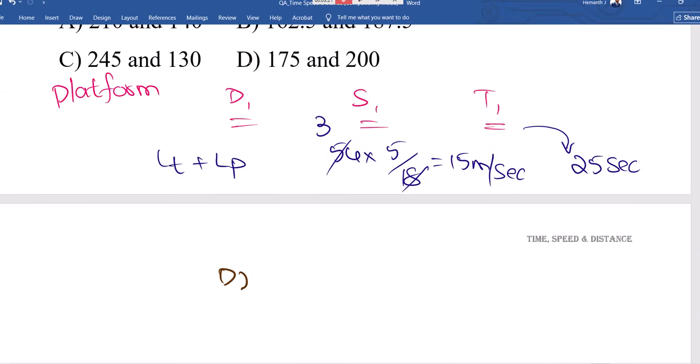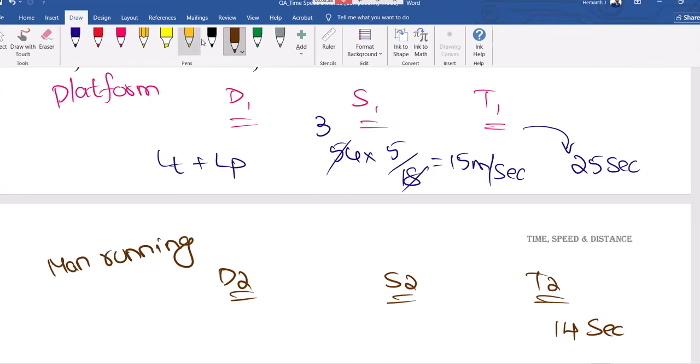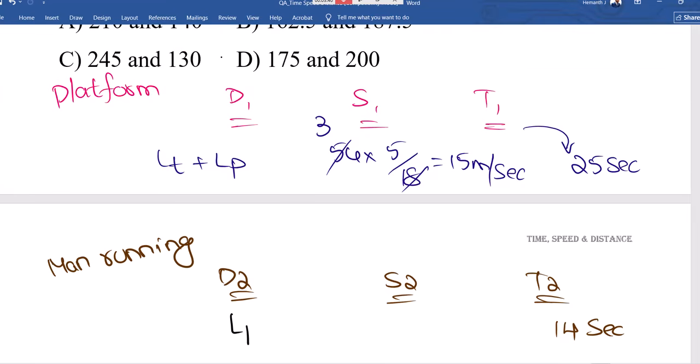Next one, train crossing a man running. How much time is taken? 14 seconds, if I am not wrong. So is it 14? Yeah, fine. So a train crossing a man running. Guys, now what is the distance? Distance is length of the train. Train crossing a man, distance is length of the train.